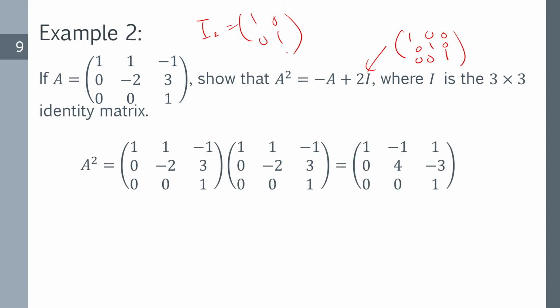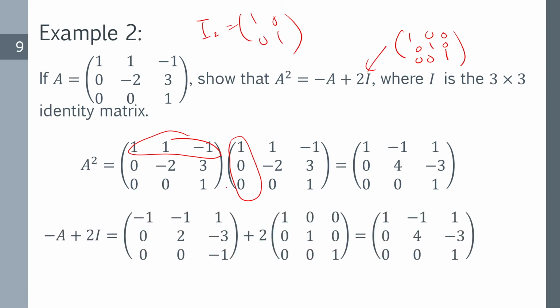So what we do is we get our A squared. How to get the first element: take the first row and multiply with my first column. The first element is multiplied with the first element, then the second element with the second element, and then the third one, and then sum them up. After that, I get my negative A plus 2I. Remember, identity applies for everyone, and then you sum everything. Since both of them are equal, this one is valid.